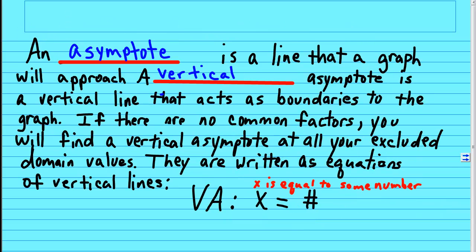An asymptote is a line that a graph will approach. A vertical asymptote is a vertical line that acts as boundaries to the graph. If there are no common factors, you will find a vertical asymptote at all your excluded domain values. They are written as equations of vertical lines. We write the vertical asymptote, VA, colon, x is equal to some number.